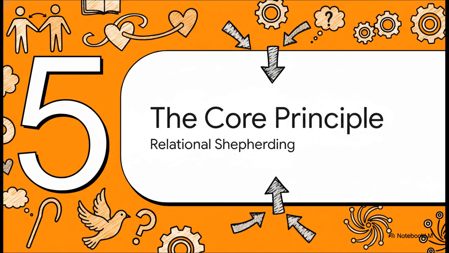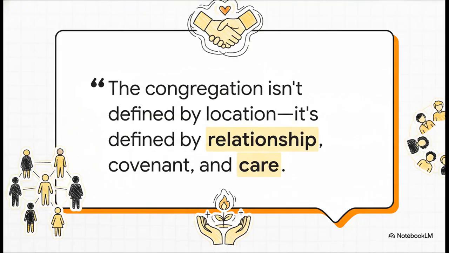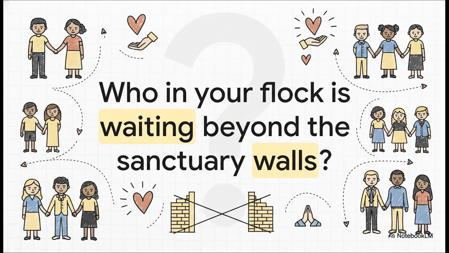So as we start to pull all these pieces together, the scattered flock, the deacon's lens, the Johari window, you start to see that they all point back to one single foundational principle that holds this entire thing together. And this is it. This is the big takeaway. The congregation is not defined by a building. It's a living, breathing network of people. And what defines it? Relationship, covenant, and active care. That is the church.